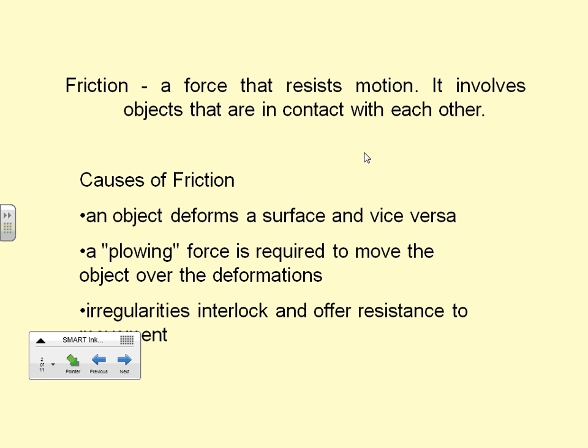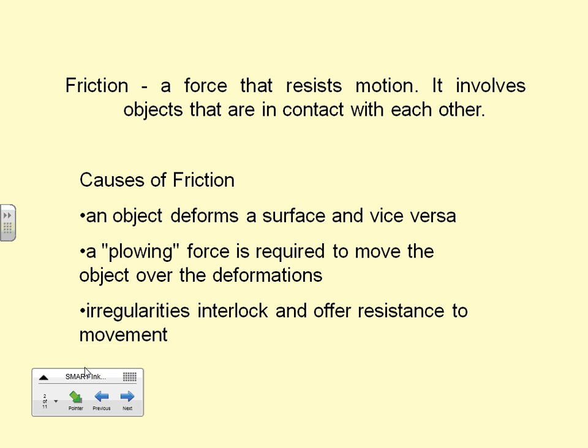Okay. Some causes of friction. An object deforms a surface and vice versa. So believe it or not, there's still a lot of discussion about friction. Some people believe that, like with my calculator here, I put it on the table, there's obviously some friction, that's what slows it down. Some people will say that the calculator actually makes a little sort of bowl shape on the table. Seems a little unlikely, but I guess if it's heavy enough, there's certainly that happening. So a plowing force is required to move the object over these deformations, sort of up that side of the bowl. Irregularities interlock and offer resistance to movement.